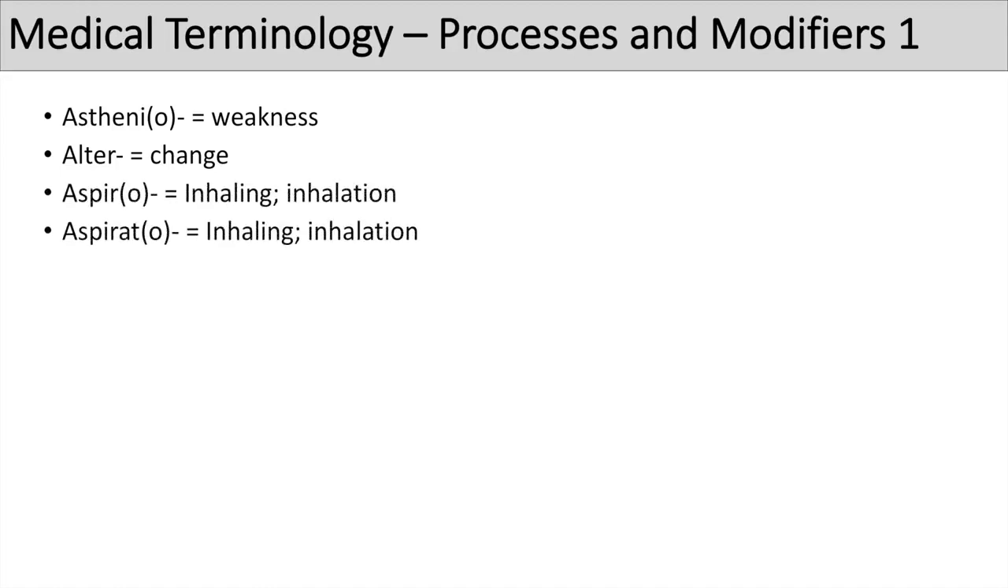Next we're going to look at processes and process modifiers. The prefix astheni or asthenio means weakness. The prefix alter means to change. So you can think of alteration. Asper or aspiro or aspirate or aspirato all mean inhaling or inhalation of something. So you can think of the word aspiration. When you aspirate something, you're inhaling something.